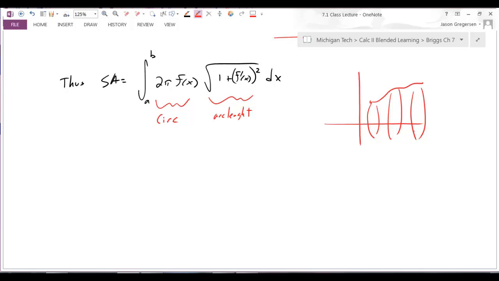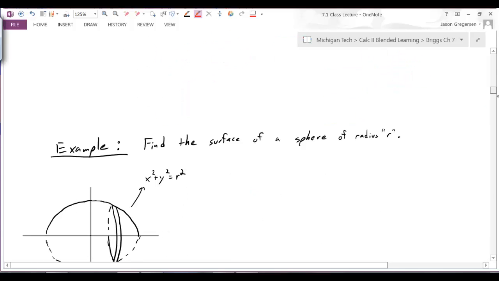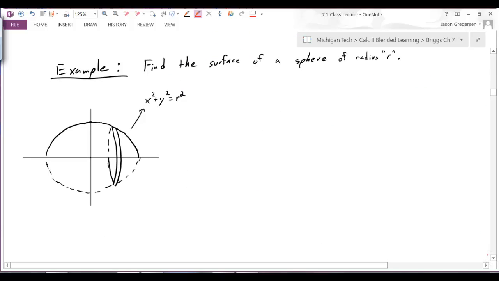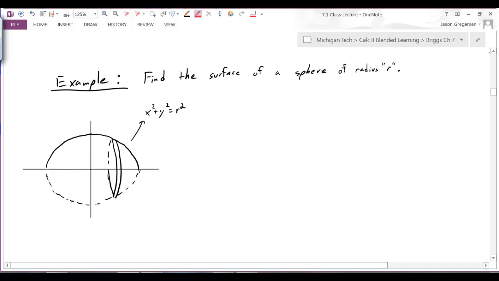All right, any questions about our definition? It's kind of formula based here. We got a formula. Now let's see if we can use it. Find the surface area of a sphere of radius r. So I've drawn a picture of part of a circle, and you can think about taking the top half of the circle and rotating it to generate this sphere. So go ahead and see if you can get these calculations.